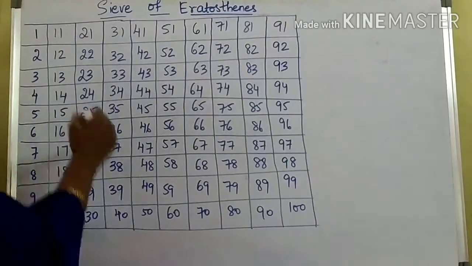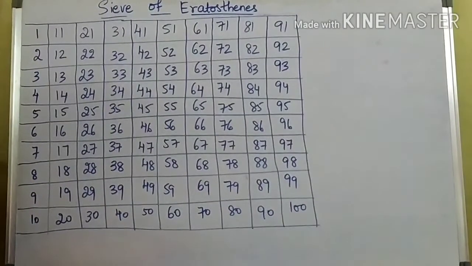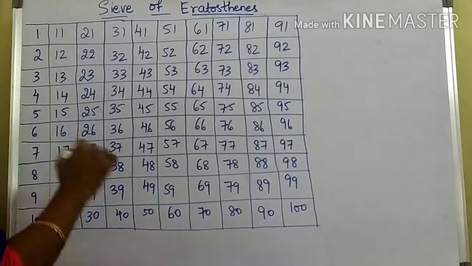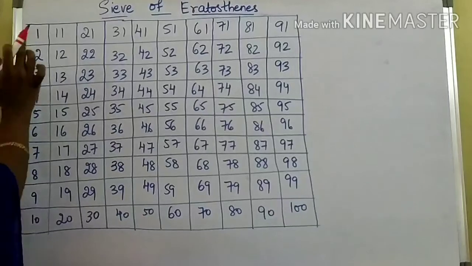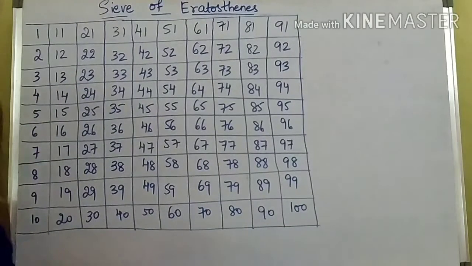First, list all the numbers from 1 to 100. Look at the board, children. Here I have written from 1 to 100. Starting from 1 onwards, you know 1 is neither a prime number nor a composite number. So you cross out 1.